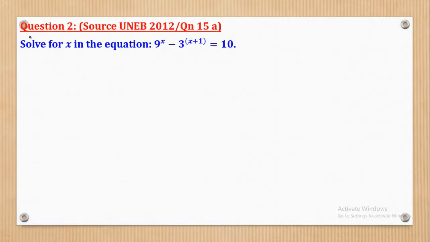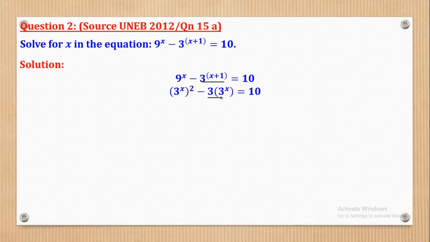And now we shall go to question 2, which came from UNEB 2012, paper 1, question 15a, and says, solve for x in the equation that. So you first write the given equation, then you simplify. Remember 9 is 3 squared, so I can rearrange these powers because it's a product. So this x can come inside and the 2 goes outside. Then this one is the same as 3 times 3 to the power x.